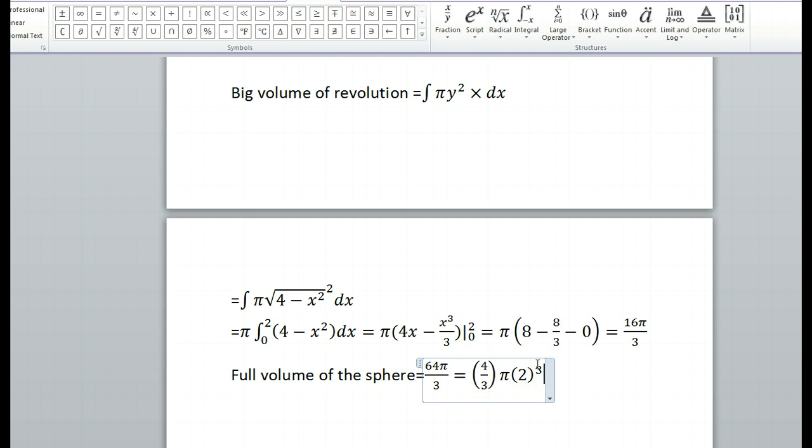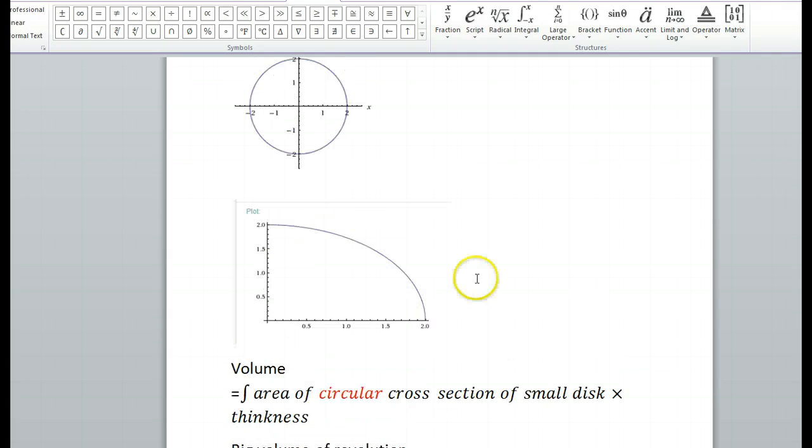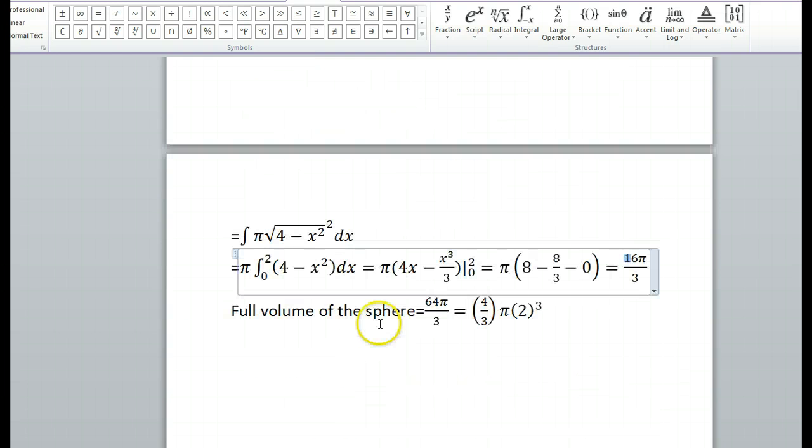Okay, so where did I screw this up? Oh, I'm sorry, you need to multiply by 2. When you take this and revolve it, you don't get a quarter of a sphere, you actually get half of a sphere. My bad. So to get the full volume, you need to multiply this by 2, not by 4. So you get 32 over 3, which is exactly what you get from 4/3 times 2 cubed, which is 8, times pi.